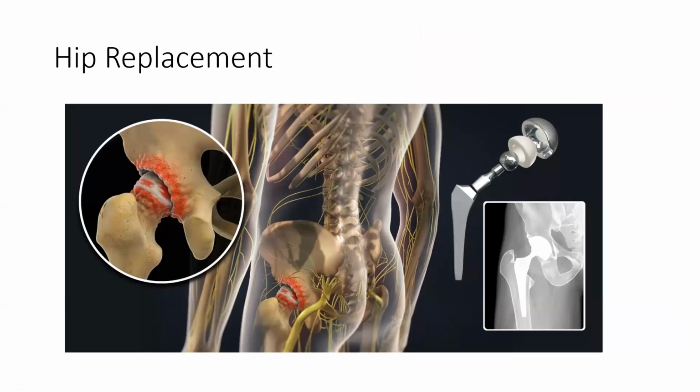Hip replacements, a little different, but similar type procedure. The head of the femur inside the acetabulum gets worn. It gets worn and it gets inflamed, and it hurts to move. It becomes fragile. In many cases, this leads to a hip fracture. The most common hip fracture occurs between the head and the greater and lesser trochanters.